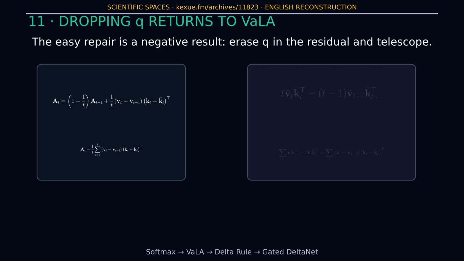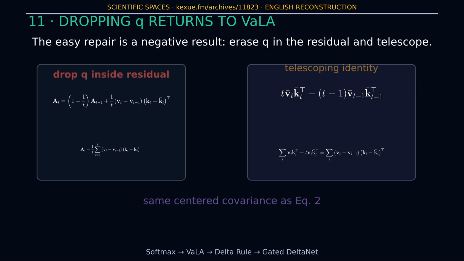It looks like a new online rule, but a telescoping identity proves it is exactly the same VaLA expression as before. This is an important negative result. A cleaner recurrence is not automatically a stronger approximation. If we want gated DeltaNet, we need a principled substitute for the residual query rather than simply erasing it.